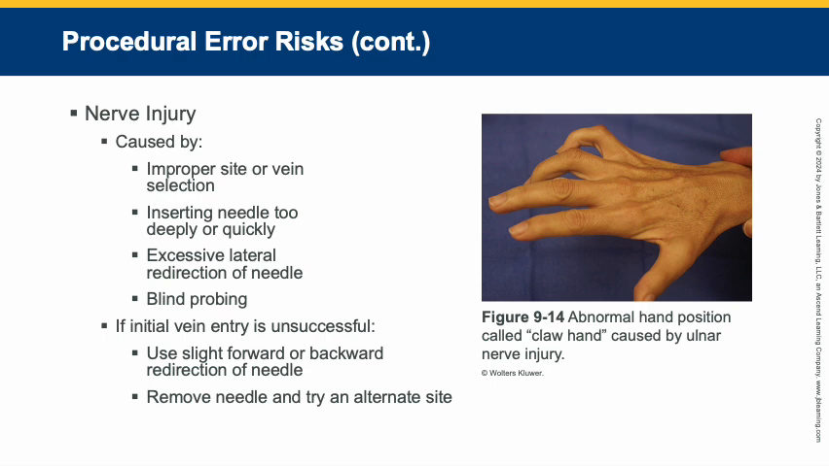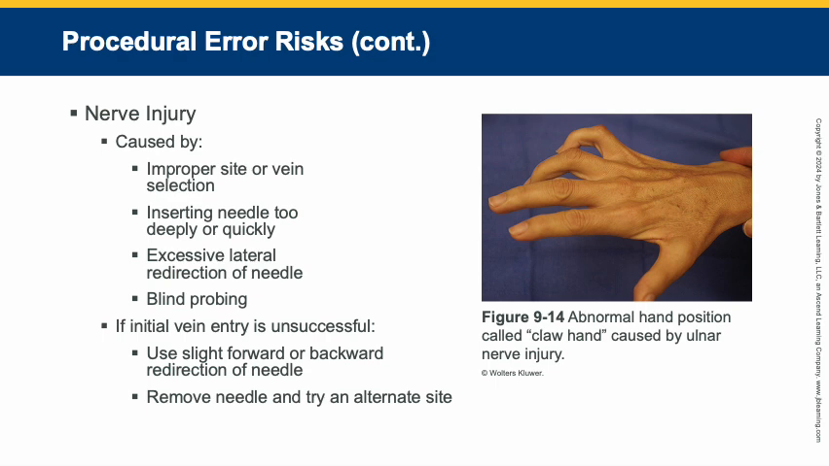A nick or puncture to a nerve is usually the result of poor technique, such as improper site vein selection, inserting the needle too deep or quickly, excessive or lateral redirection of the needle, or blind probing while attempting venipuncture. Another cause is startle reflex movement by the patient who has not been warned of imminent needle insertion.